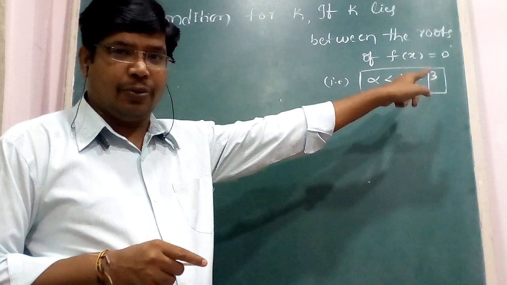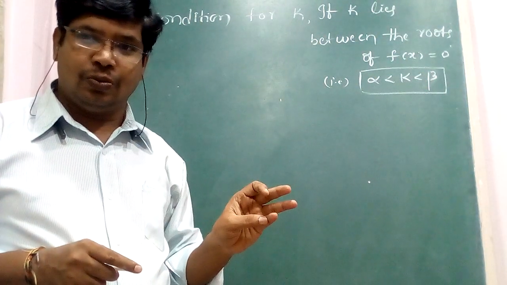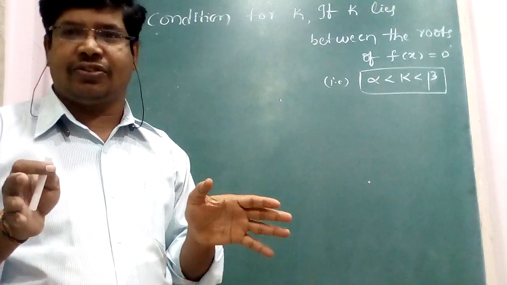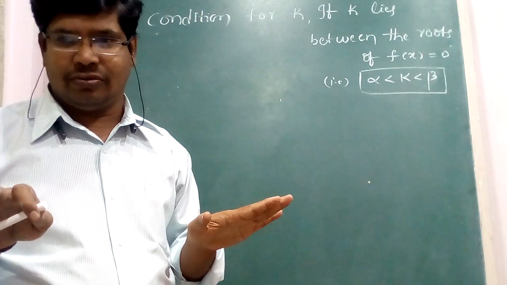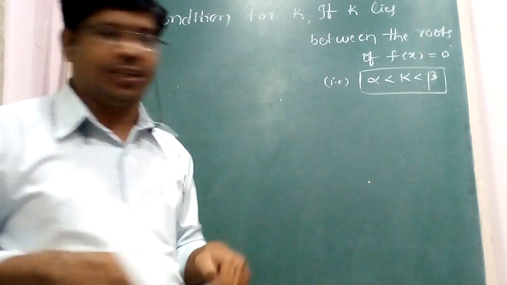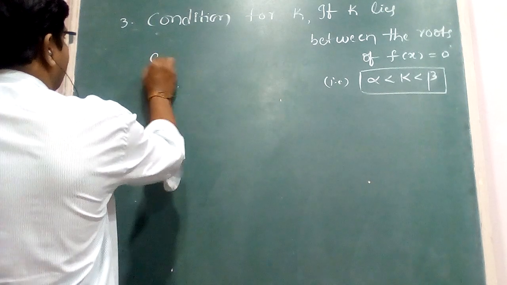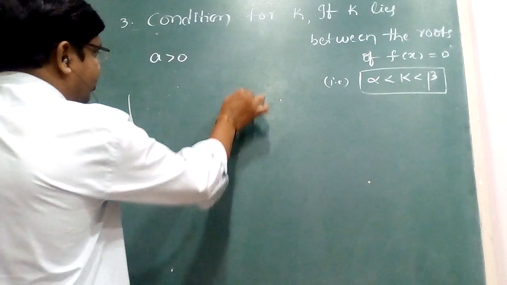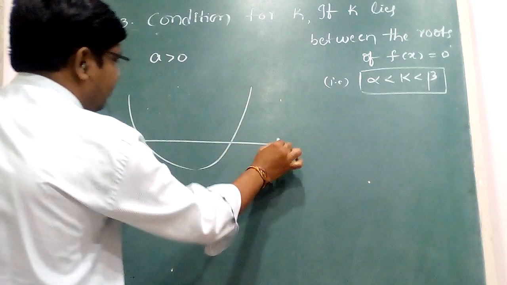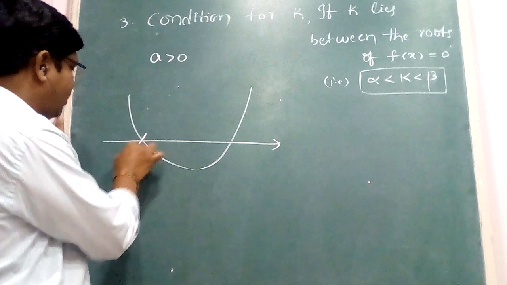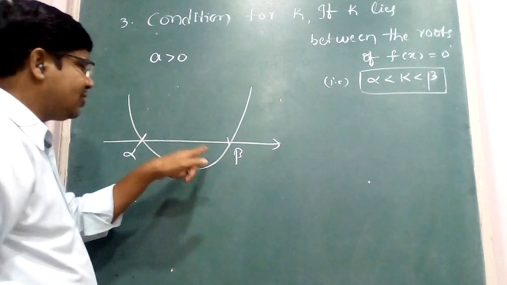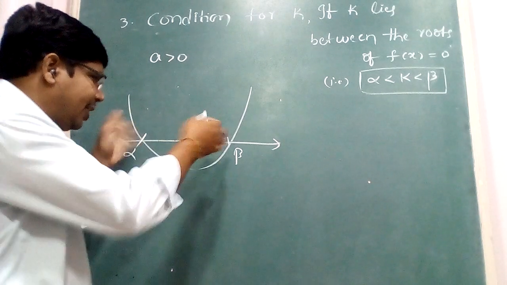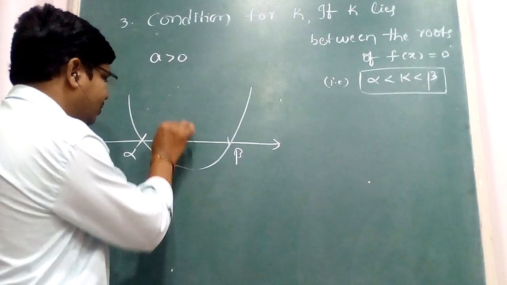beta. Whether a value is positive or a value is less than 0, you can take any case, you get the same properties, the same conditions. Now suppose I am taking a is positive, the graph is upwards, you get a minimum value in this case. Alpha, beta, it lies between, so you can take k here, or here, or anywhere between alpha and beta. Now I am taking the k value here.